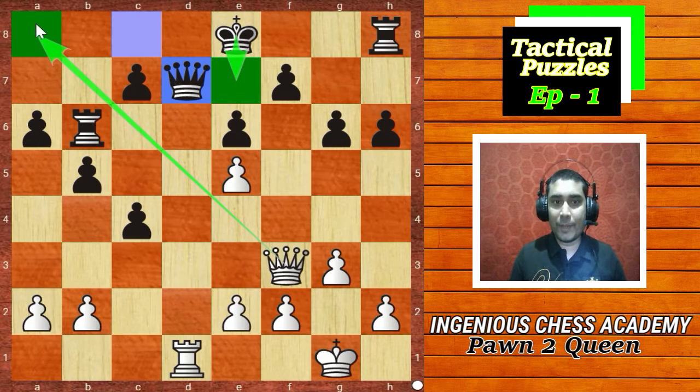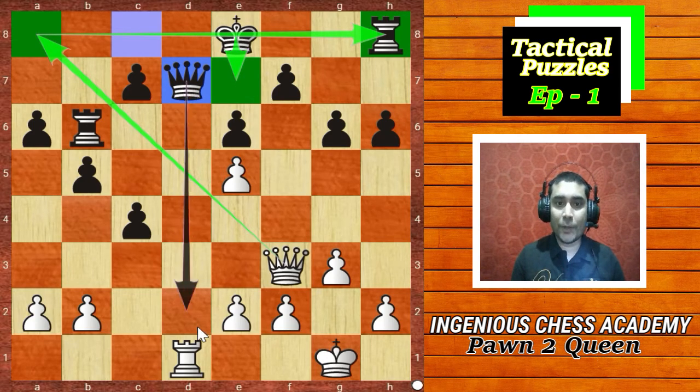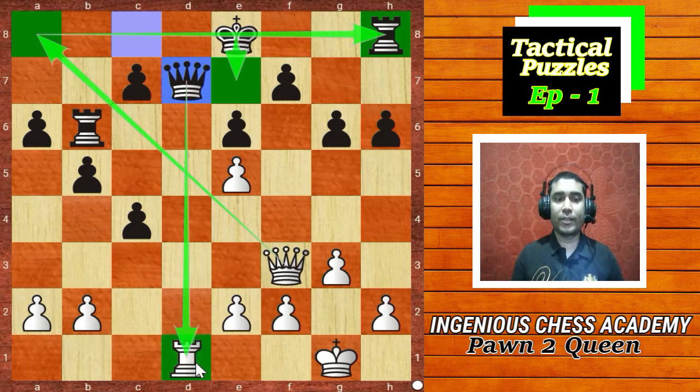When you are playing queen a8, you are creating a skewer here. So after queen a8 check and then king e7, can you capture your opponent's rook, 5 points free of cost? No. Then your opponent will capture your rook free of cost. It will be equal here.